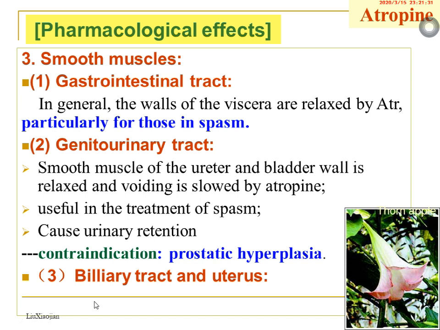Biliary tract and uterus also have M receptors, but atropine's action on the biliary tract is relatively mild compared with the GI tract and GU tract, and its effect on the uterus is also very weak compared with other smooth muscle. Okay, this is the effect of atropine on smooth muscle. It makes smooth muscle relaxed. But usually the therapeutic dose of atropine inhibits the secretion of gastric acid, and that inhibition is relatively weak.